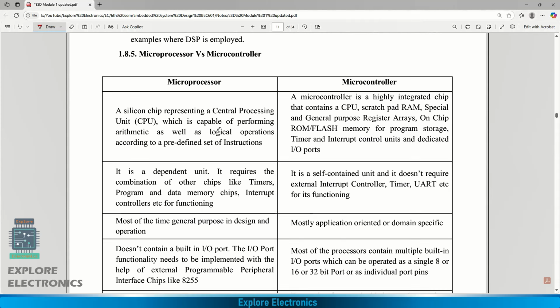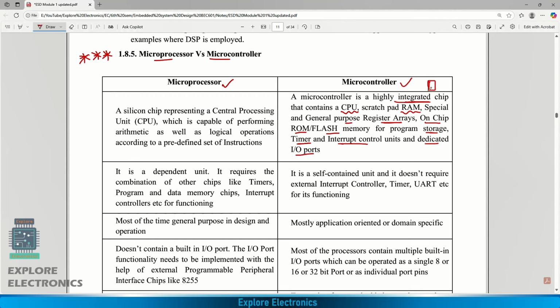Then we need to understand the differences between microprocessor and microcontroller. This is also a very important question. This question is repeatedly asked in exams as well. So basically you need to understand microprocessor and microcontroller in such a way that a microcontroller is a highly integrated chip. In a single microcontroller, we will have a CPU, RAM, general purpose registers as well, on-chip ROM or flash memory for program storage, and also a timer, interrupt control unit, dedicated I/O ports.